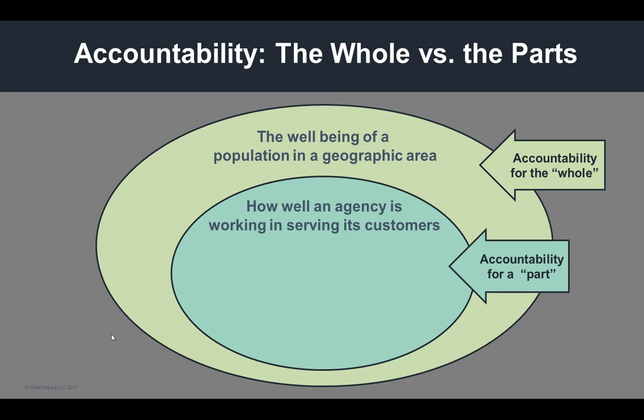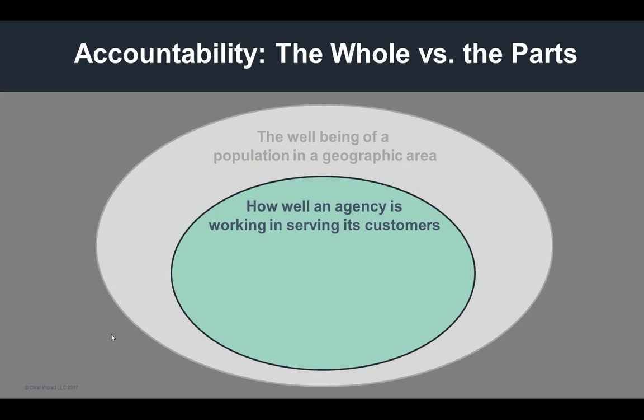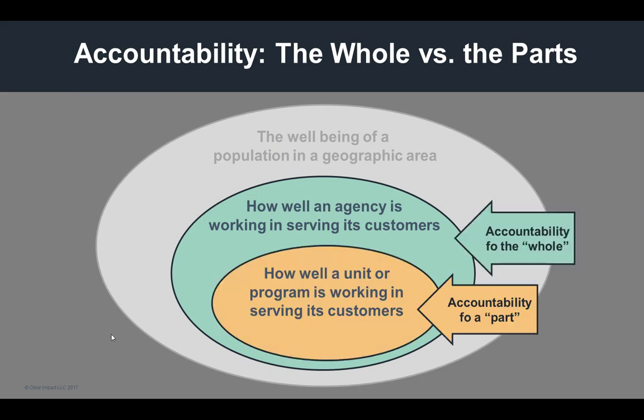The same principle can apply within an agency. In that scenario, the whole can apply to the whole agency, while the part, in that context, can apply to perhaps a specific department, unit, or program within the agency. But in general, when no other reference is provided for that type of scenario, the whole is referencing the accountability of an entire geographic area. The most significant part of this accountability principle is the concept of population versus performance. In other words, the whole versus the parts.